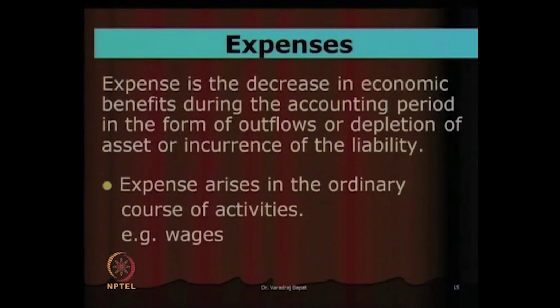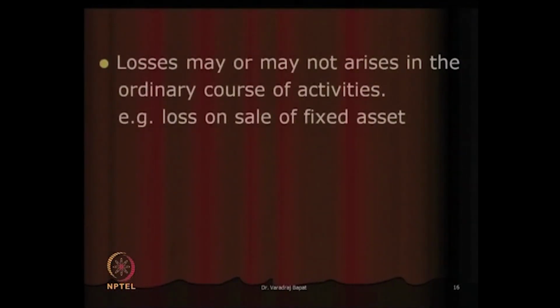Now, what could be the examples? I have given you 2, 3. Can you think of any other example? As you can see here, when the wages become due in the ordinary course of business, that is an expense. Sometimes losses may happen. So, if I sell my fixed asset, let us say I sell out my old computer, naturally I will get very minimal value. So, there will be a loss on sale of asset, that will also be recorded.